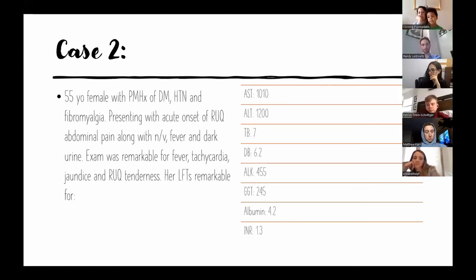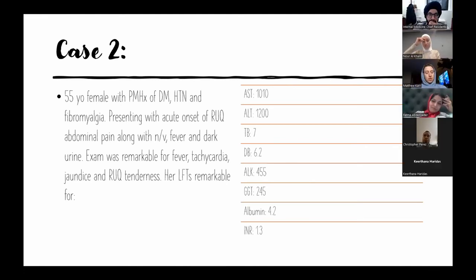Sure. Matt? A 55-year-old female, past medical history of diabetes, hypertension, fibromyalgia, presenting with acute onset right upper quadrant abdominal pain, along with nausea, vomiting, fever, and dark urine. Exam is remarkable for fever, tachycardia, jaundice, right upper quadrant tenderness. Her LFTs are remarkable for AST elevated to 1,000, ALT 1,200, total bilirubin of 7, direct bilirubin 6.2, ALP 455, GGT 245, albumin 4.2, and an INR of 1.3.